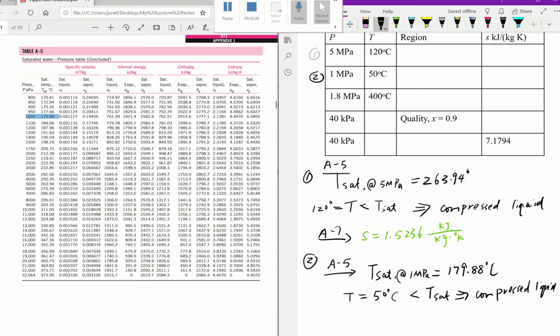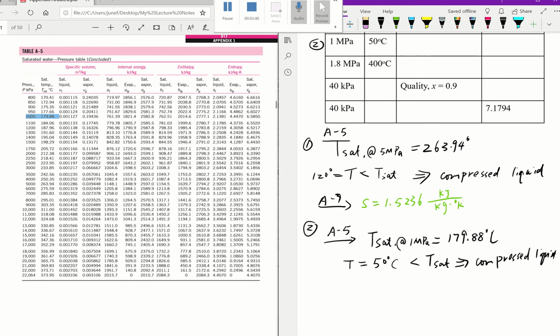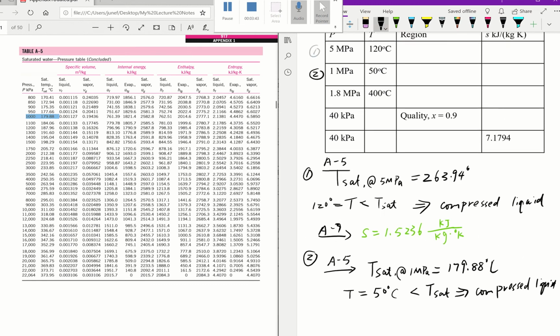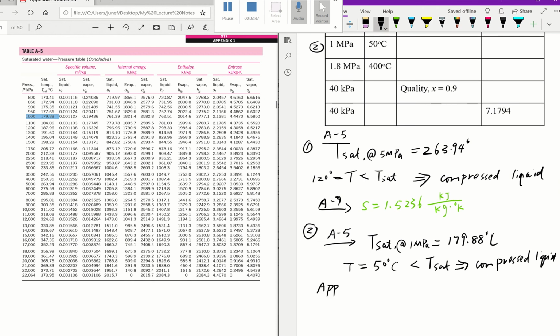Normally we would go to the compressed liquid table, which is table A7, but we already know the lowest pressure they have for compressed liquid is 5 megapascal, and here we have only 1 megapascal. So our way to get around it is we always go ahead and approximate. How do we approximate? We are trying to find the entropy, so we're going to use saturated liquid at this particular temperature, 50 degrees Celsius, to approximate, right? Because it's a compressed liquid.